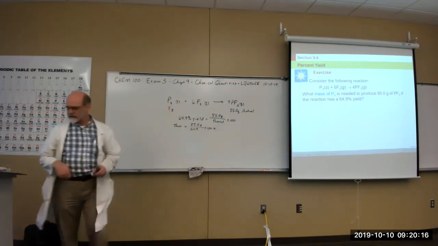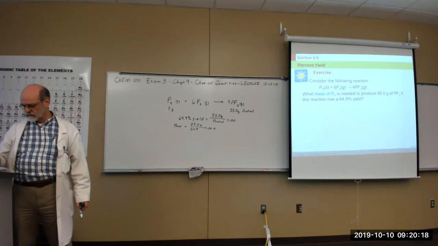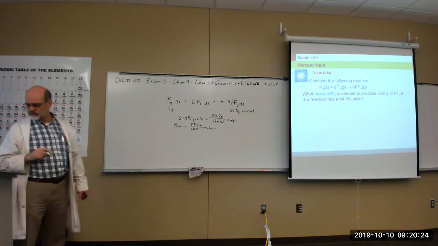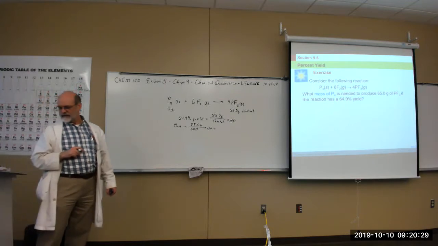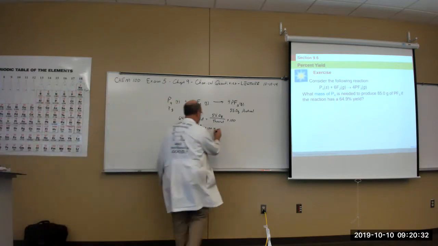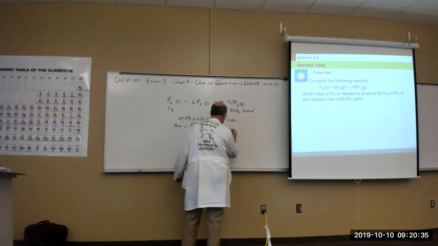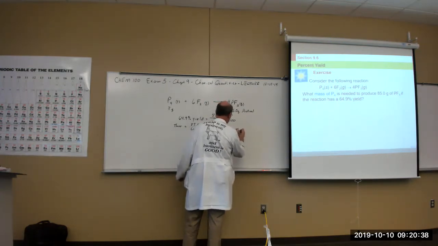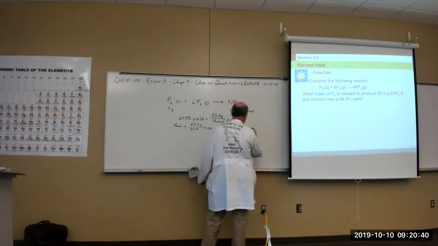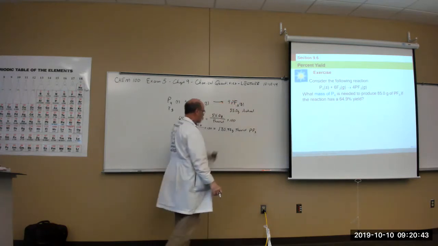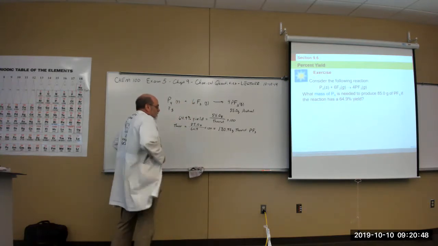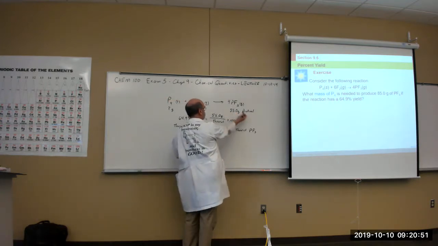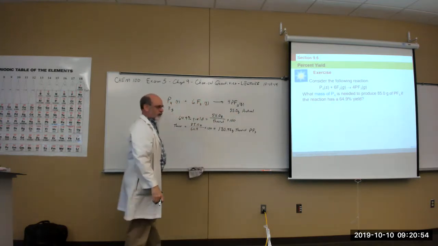So 85 divided by 64.9 times 100 is 130.97. Theoretical PF3. I'm going to keep my decimals, so I'll minimize rounding error. So now that we've got that much, then you convert this to moles in order to ride the balloon over here.